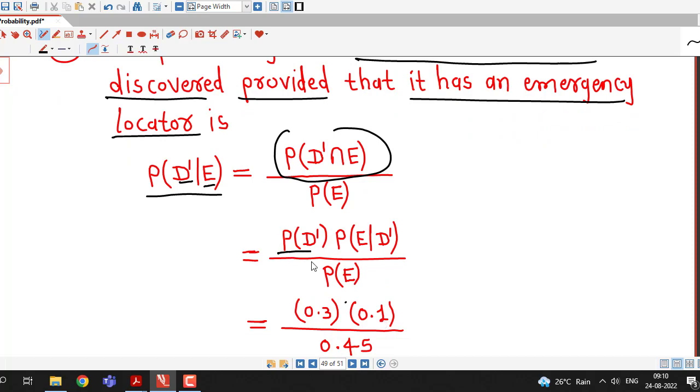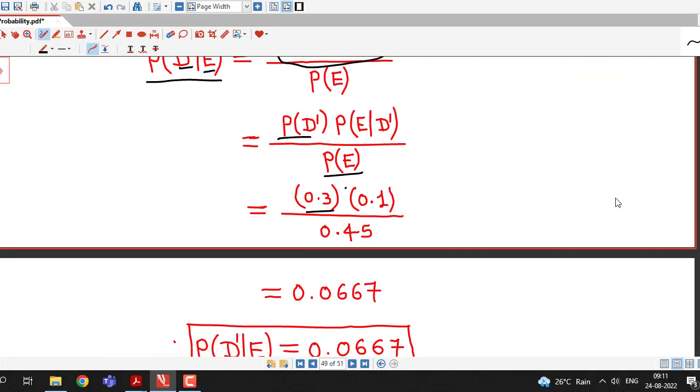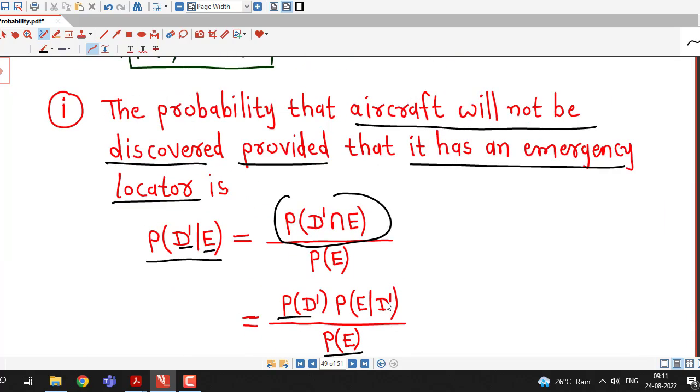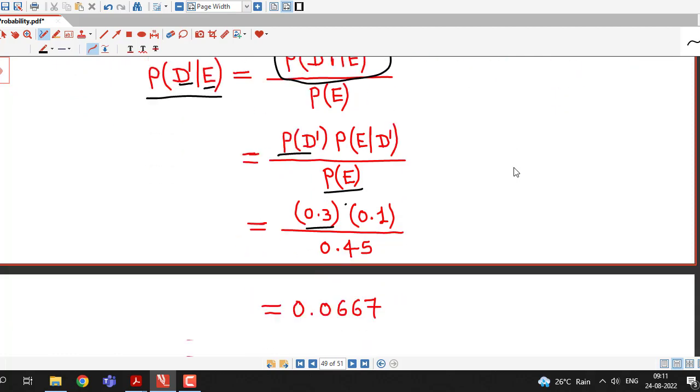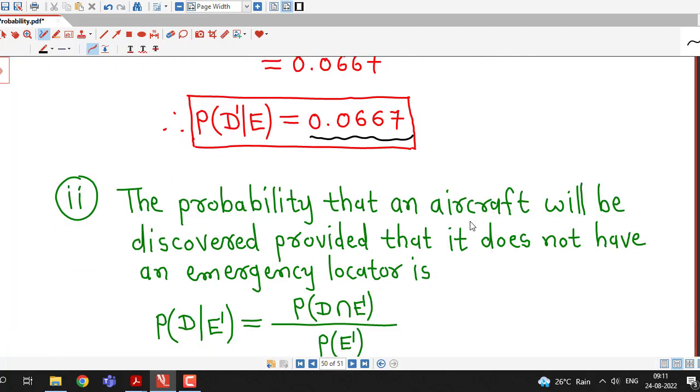Probability of D dash is 0.3, probability of E is 0.45, probability of E given D dash is 0.1. So using all these values, we find that probability of D dash given E is 0.0667. That is, the probability that the aircraft will not be discovered provided that it has an emergency locator is 0.0667.